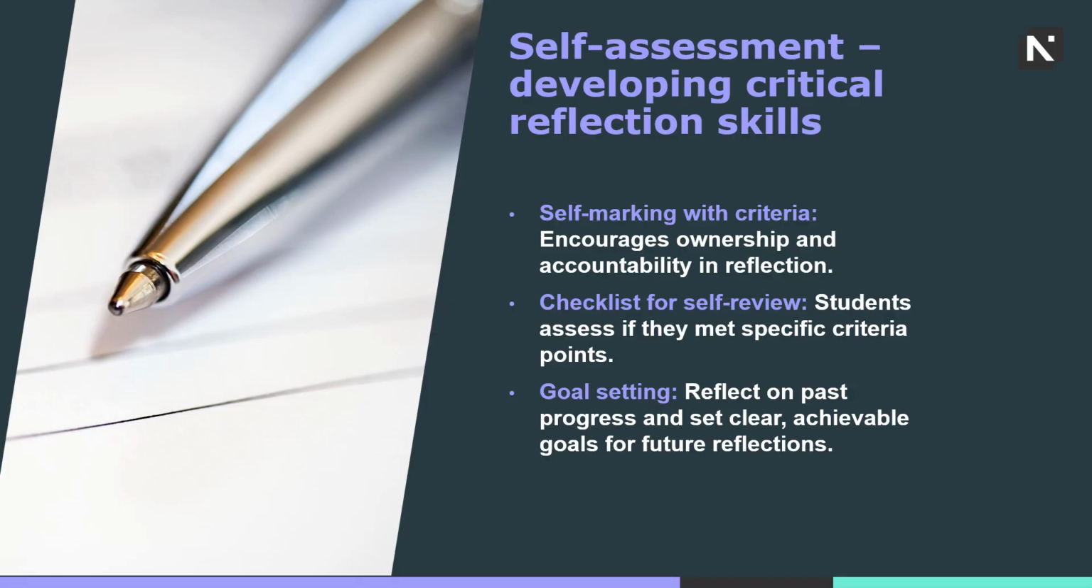Self-assessment using marking criteria empowers students to critically evaluate their progress. By creating a checklist based on the criteria, students can assess their work systematically, checking if they've demonstrated critical thinking, connected theory to practice, or engaged in self-analysis. This process not only builds self-awareness but also accountability, as students are actively responsible for identifying their strengths and areas to improve. Self-assessment is particularly valuable as students set short-term goals based on the review.